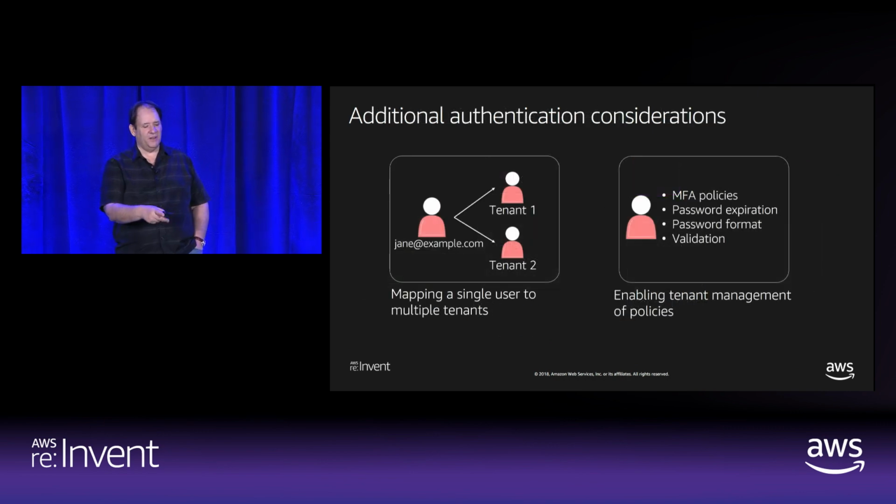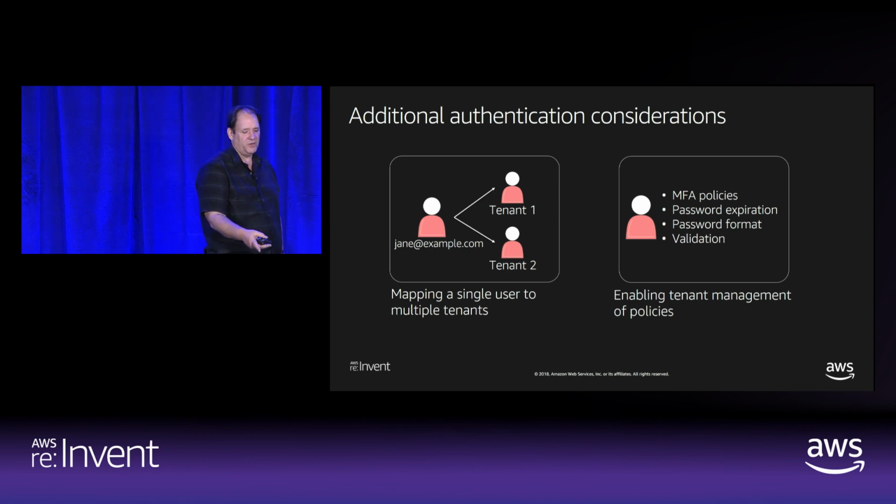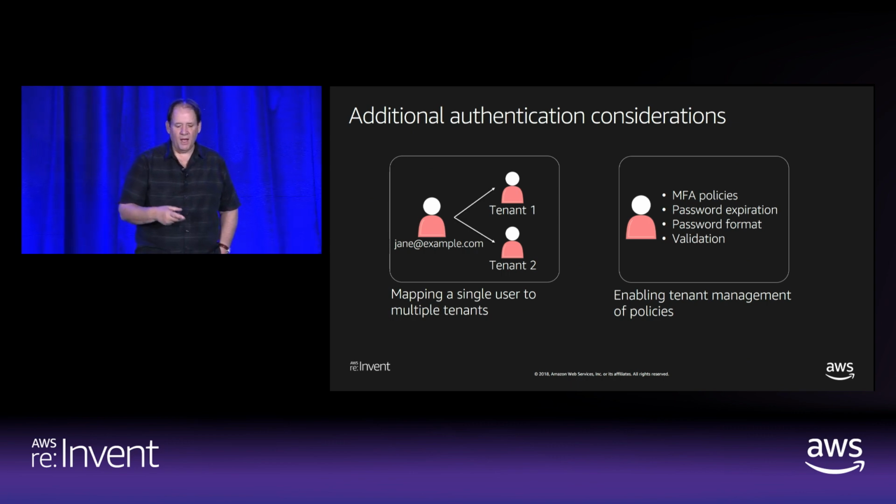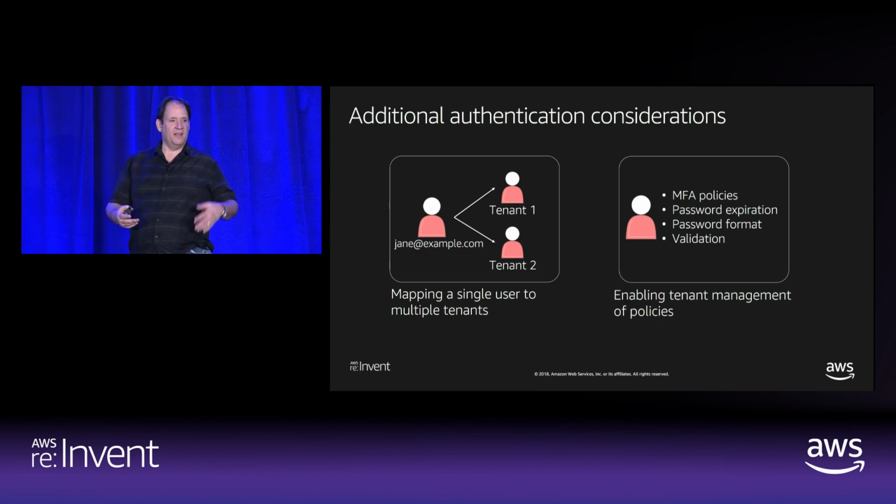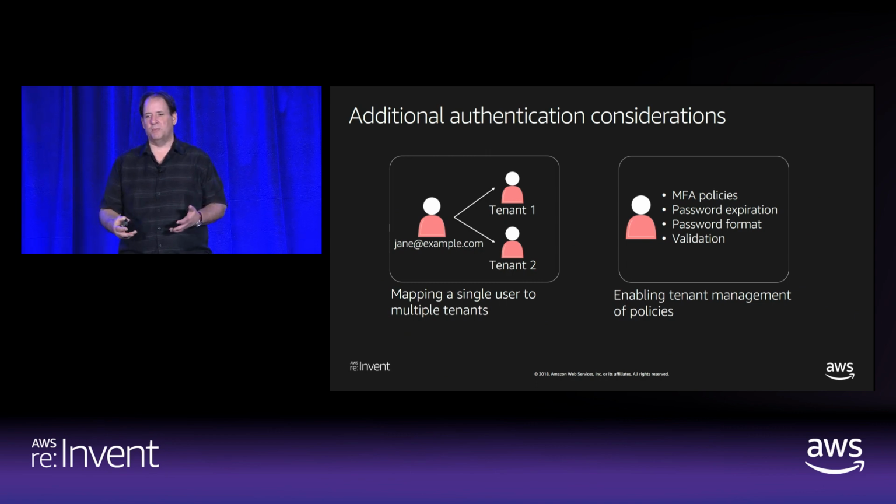The last bit here of auth is that I definitely want you to think about the fact that a user could belong to multiple tenants and what you're going to do with that. And also I want you to think about how can I push policies to the tenant level themselves? Like, am I going to require MFA? What are my password policies? Don't make that a global policy for your system. Make that a tenant by tenant kind of policy if you can.